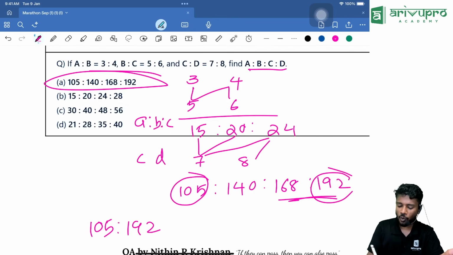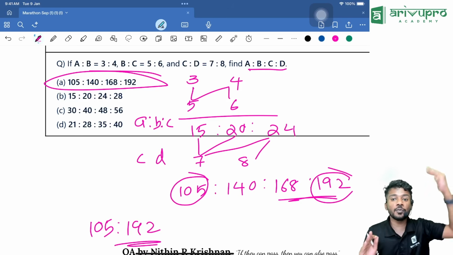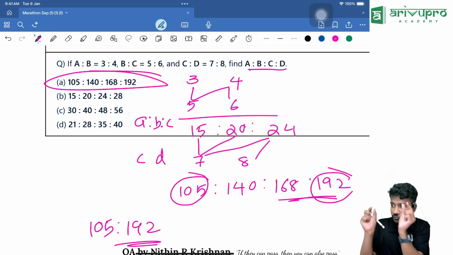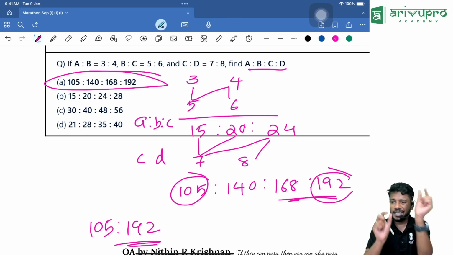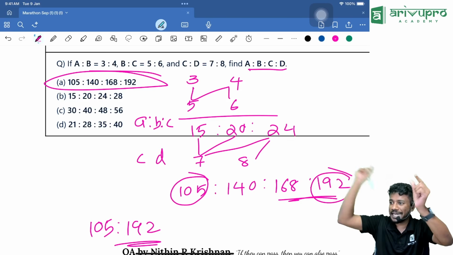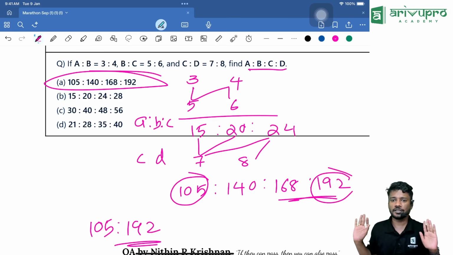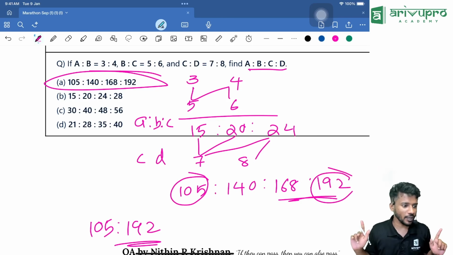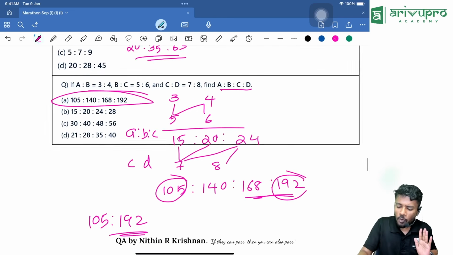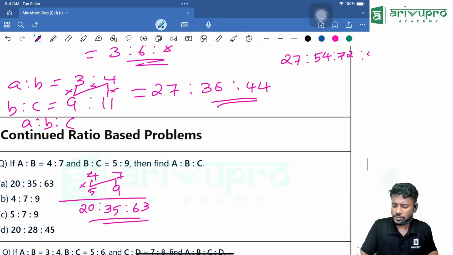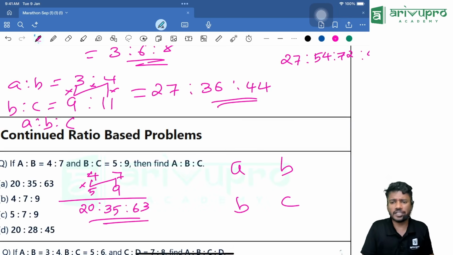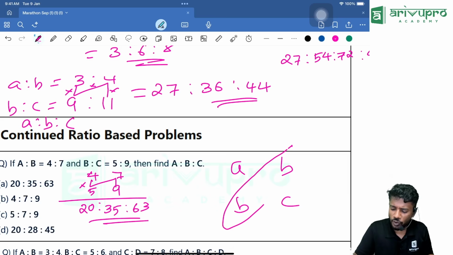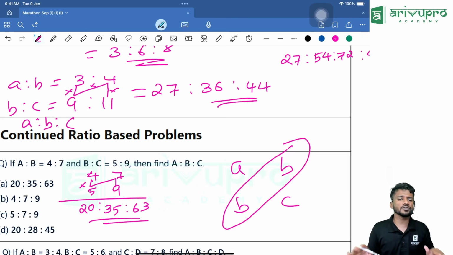So answer is how much? 105 is to 192. So whenever too many ratios are given and you need to find a specific ratio between A and C or A and B or A and D, always use this method. It is the easiest method. Okay, yes. Now, one important thing about this is A is to B is there, then B is to C is there. This diagonal should always be same. Otherwise, we cannot use this.